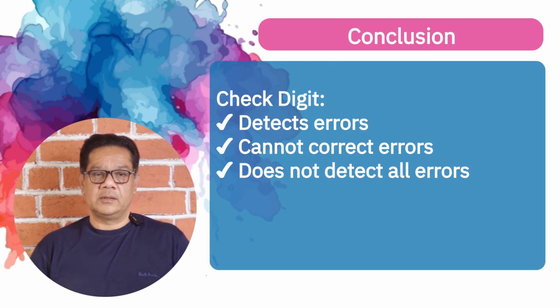To conclude, a check digit is a very effective way to detect data entry errors. It is easy to implement and widely used in real-life systems. However, remember that a check digit can only detect errors. It cannot correct them, and it cannot detect every possible error.